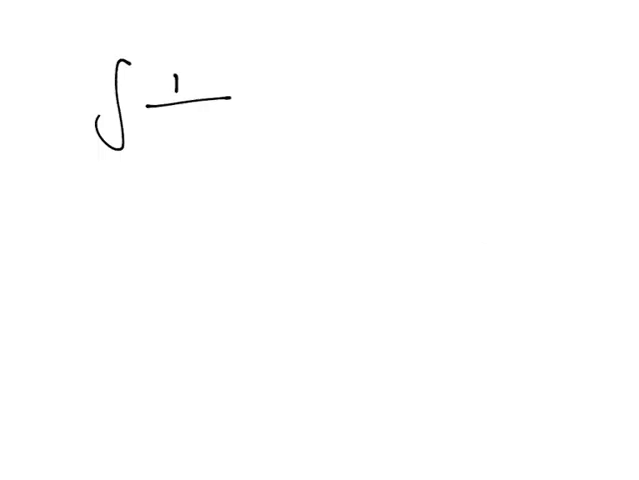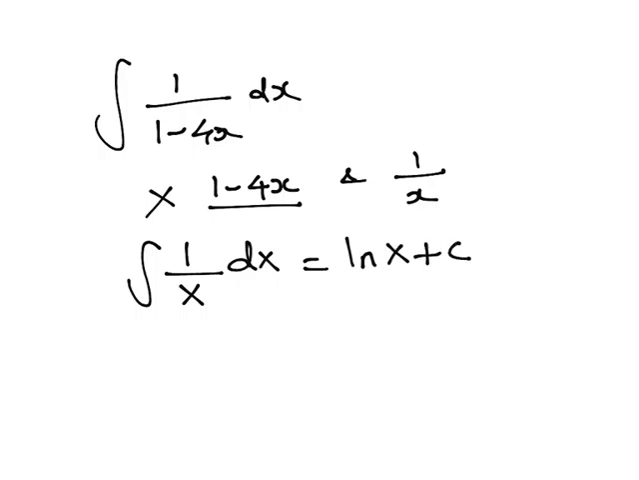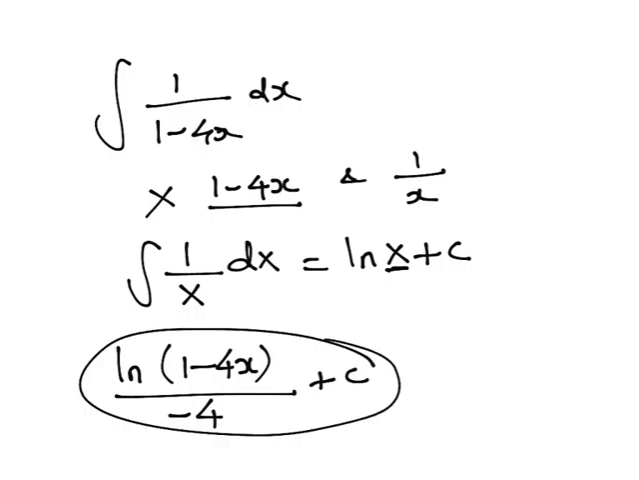Let us say 1 by 1 minus 4x dx. Again here, one function is 1 minus 4x, which is linear, and the other function is 1 by x, which is reciprocal. So I'm going to consider this as capital X. So I can write this as 1 by x dx, which is nothing but ln x plus c. So hence the answer is ln, instead of x I will write 1 minus 4x, but I'll divide this function by the coefficient of x, which is minus 4, plus c. So this is the answer for the given problem.